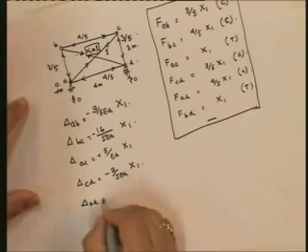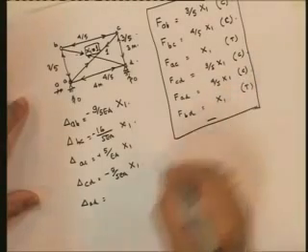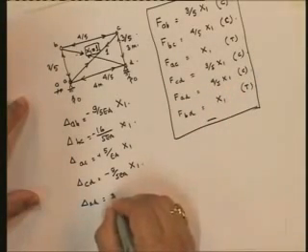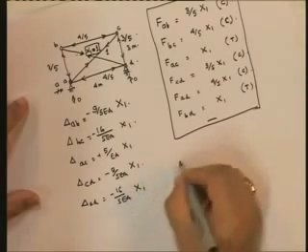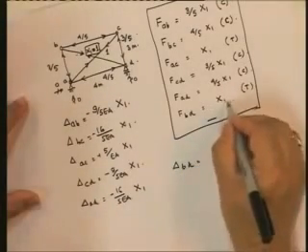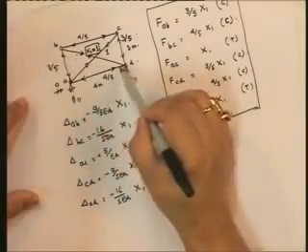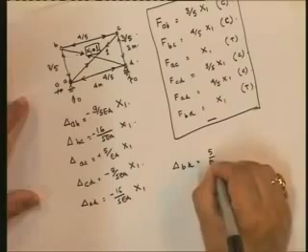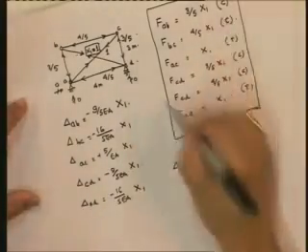Delta AD is going to be 4 by 5 compression, so this is going to be equal to minus 16 by 5 EA x1. And finally delta BD is going to be x1 into the length of BD. BD is 5 meters, so it's going to be 5 upon EA x1. These are the deformations due to these.